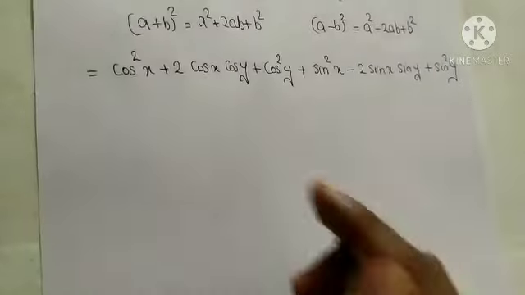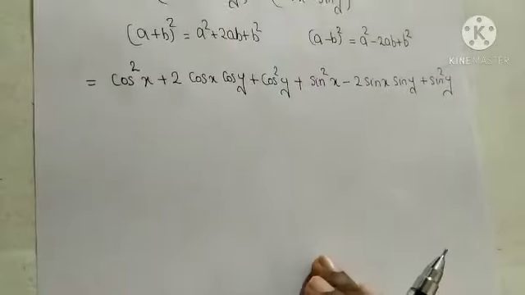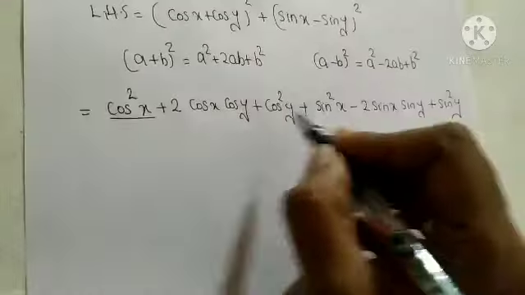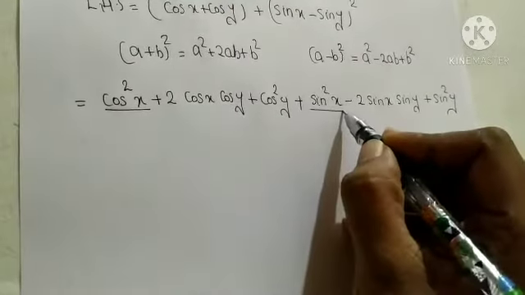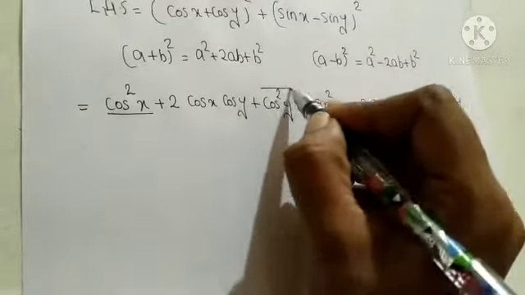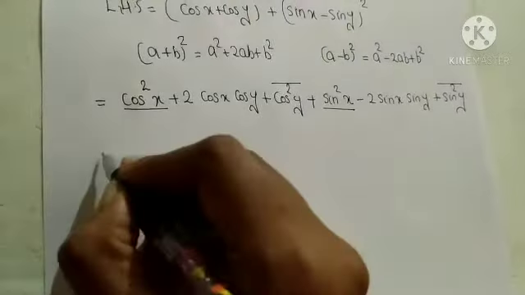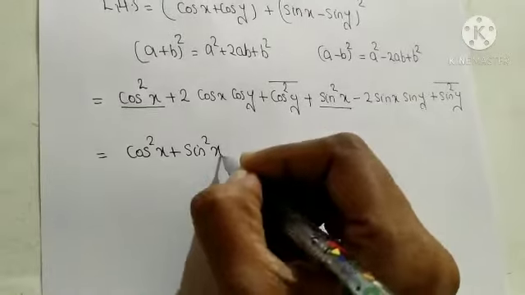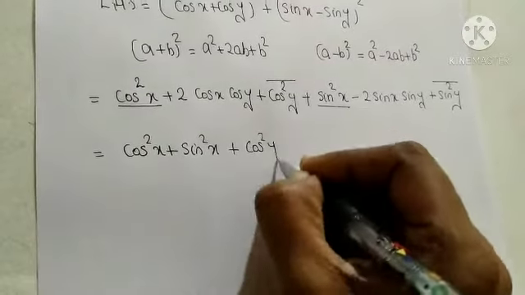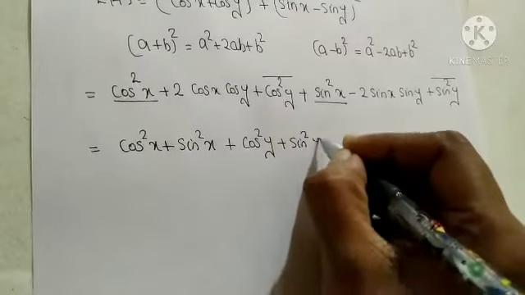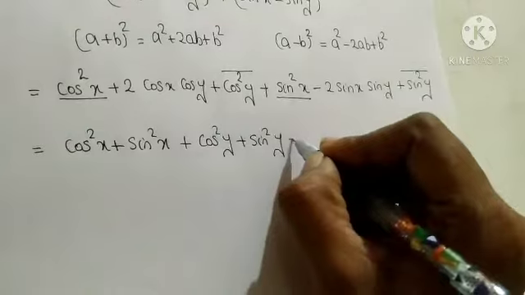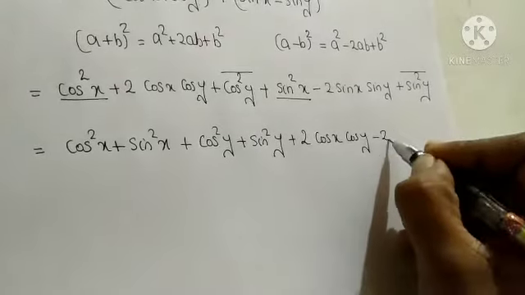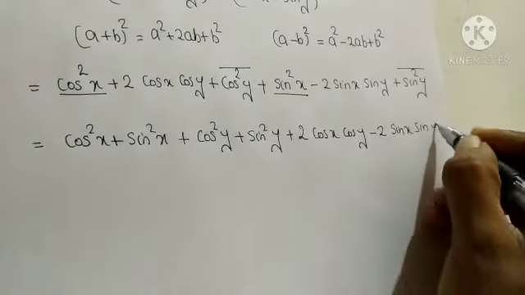In the next step, I am rearranging these two terms. That is, first of all, I am going to write cos square x plus sin square x together, and also this cos square y and sin square y. So the next step will become cos square x plus sin square x plus cos square y plus sin square y, and also write the remaining term, that is 2 cos x cos y minus 2 sin x sin y.